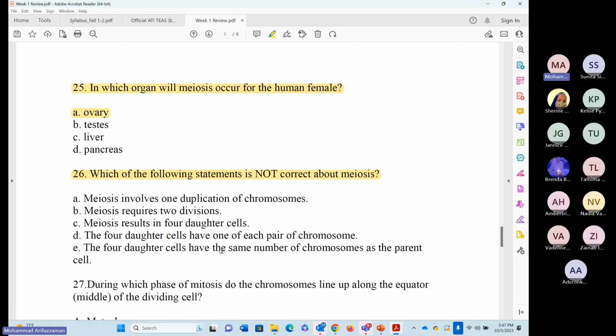The 4 daughter cells have the same number of chromosomes. This is incorrect. Same number of chromosomes is incorrect because meiosis reduces the number of chromosomes. That is 46 reduced into 23. Yes, that's the right one.